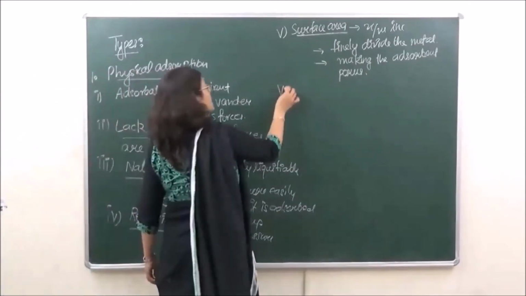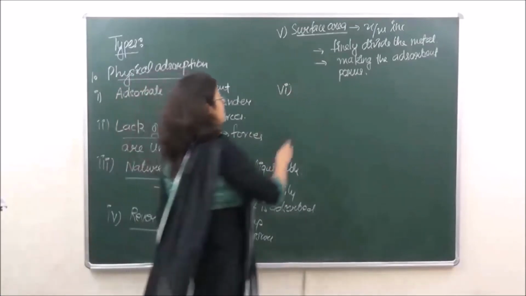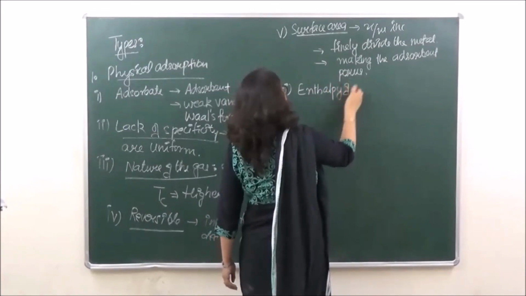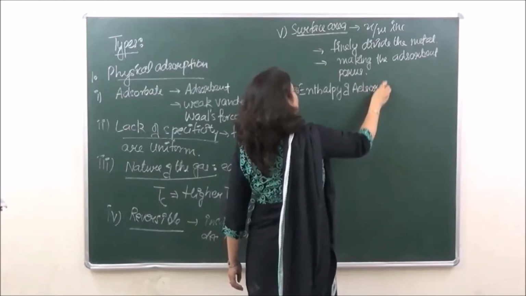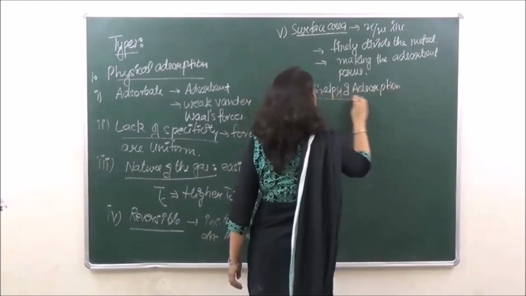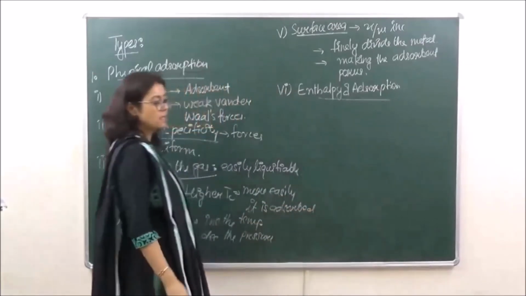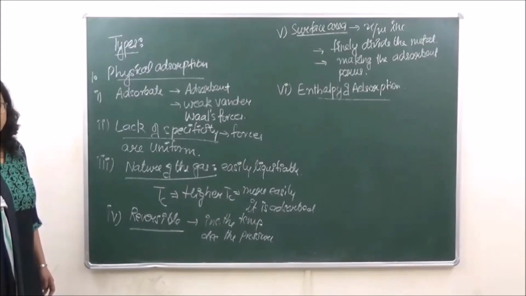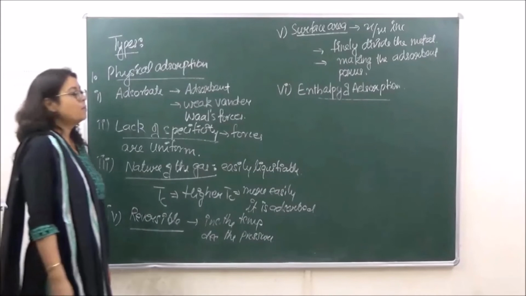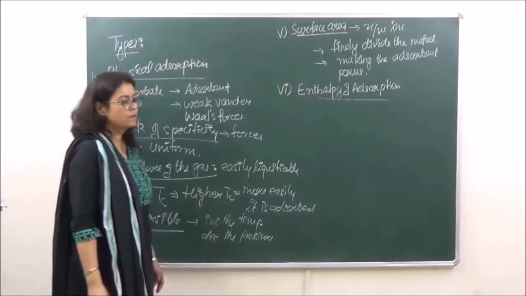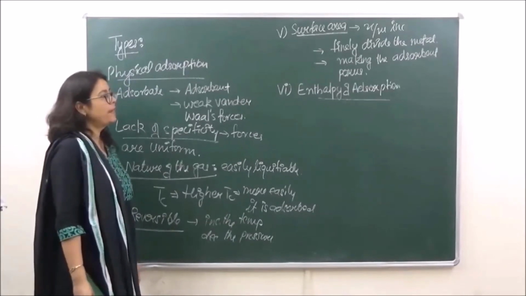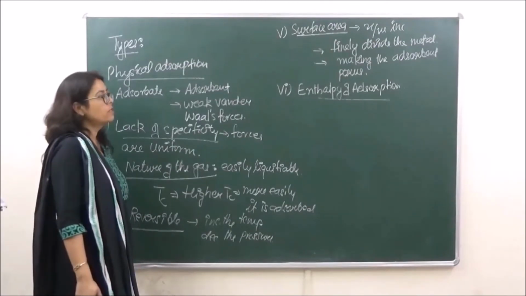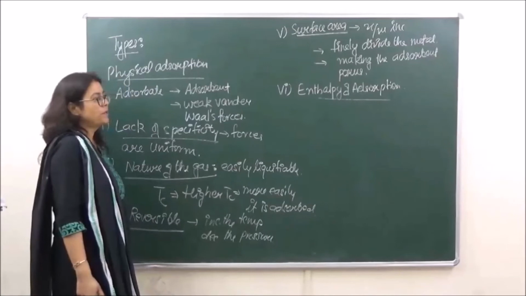Then number 6, enthalpy of adsorption is less. What is enthalpy of adsorption? You can write down: it is the amount of energy released when 1 mole of the adsorbate adsorbs on a given area of the adsorbent.